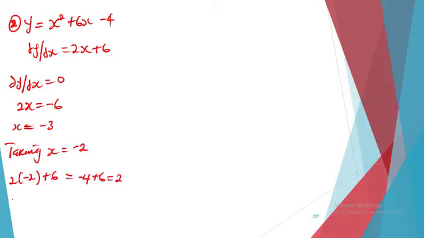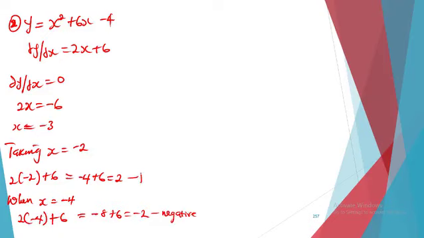Then when x decreases, x will then be from minus 3 to minus 4. So we have 2 into minus 4 plus 6. And that will give us 2 times minus 4 will give us minus 8 plus 6, which is minus 2. And this is negative. This is positive.